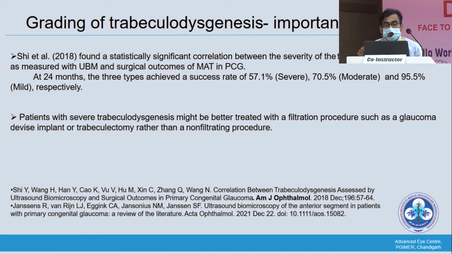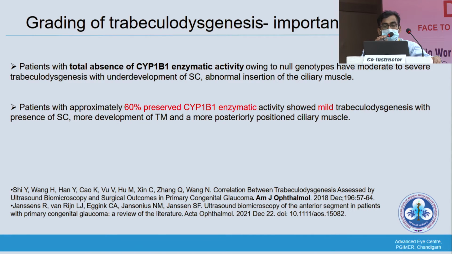What is the importance of this grading? They found that if there is severe dysgenesis, one would be better off with a filtration procedure rather than a canal-based procedure like microcatheter assisted goniotomy. They found that severe dysgenesis patients perform poorly after microcatheter-assisted trabeculotomy. Also, in total or severe dysgenesis there is an absence of CYP1B1 enzymatic activity, whereas in the milder one there is at least 60% preserved CYP1B1 enzymatic activity.